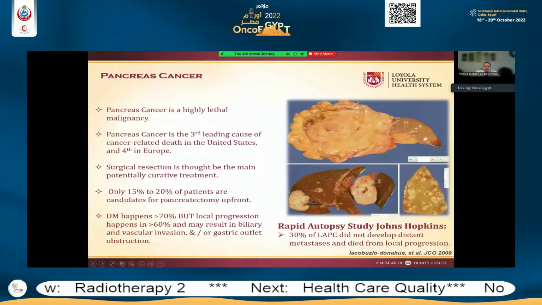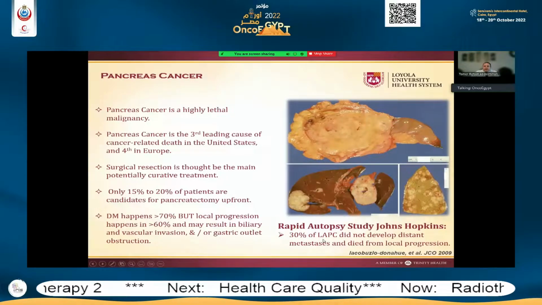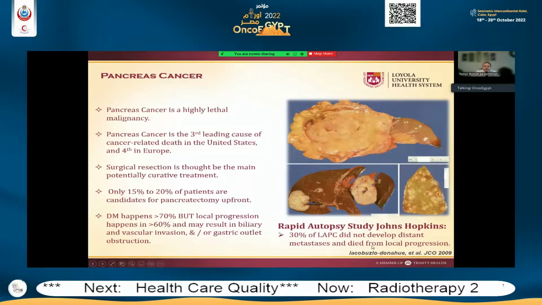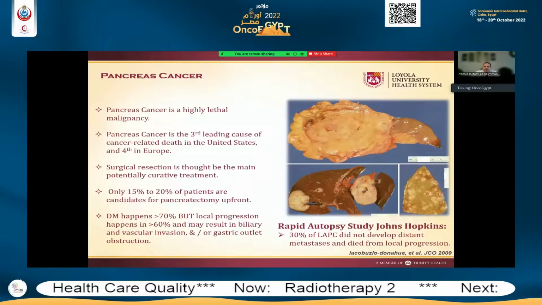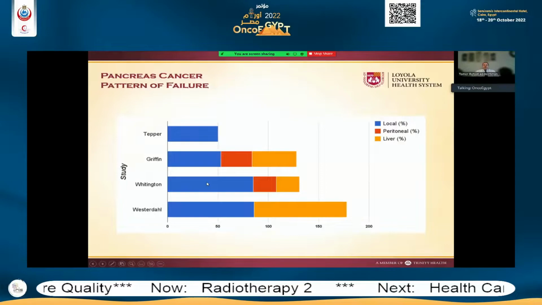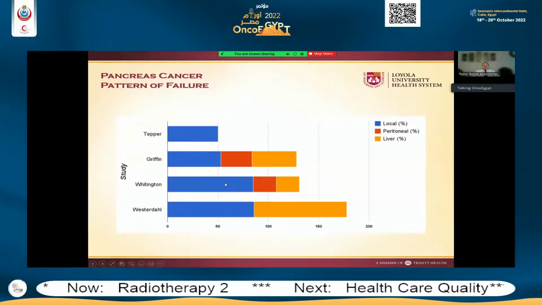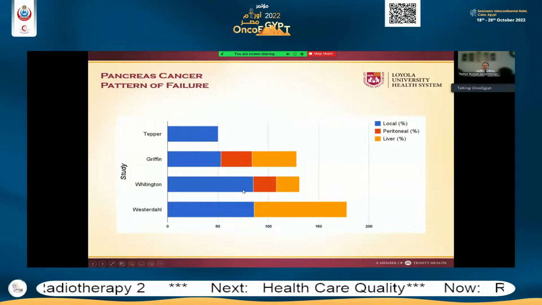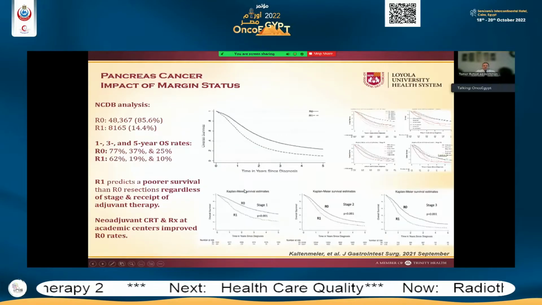In an intriguing study coming from Johns Hopkins, 30% of patients with locally advanced pancreas cancer did not develop distant mets and died from local progression. So local control is needed in pancreas cancer. Many studies have shown that at least 50% of patients, if not more, develop local progression at a certain point of time during their pancreas cancer.